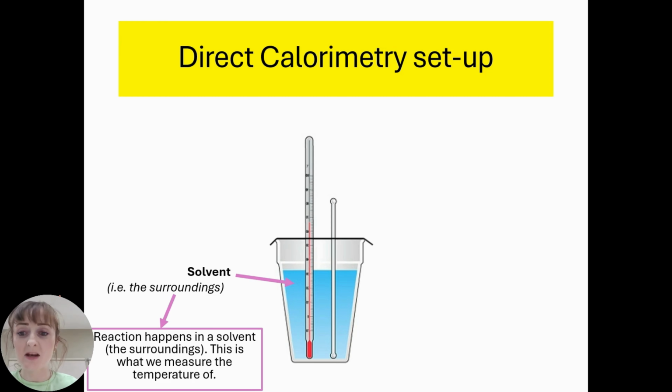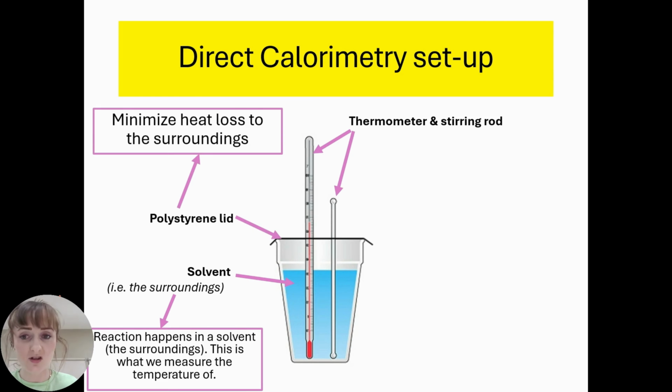So your reaction will happen in a solvent, often water. This is the thing that we will measure the temperature of using a thermometer. We want to make sure that all of the heat that's released by the reaction stays in the solvent so that the temperature change we measure is accurate. So we want to minimize the heat loss to the surroundings.